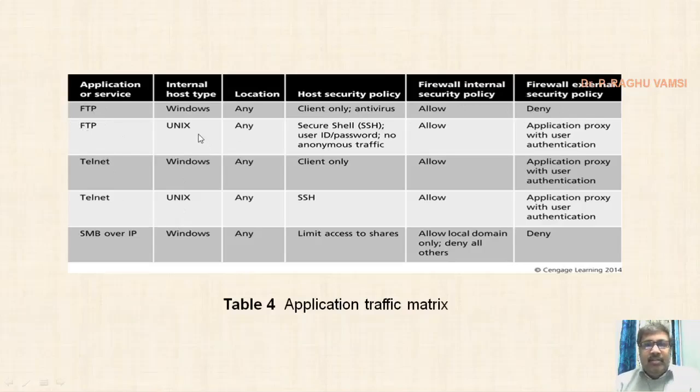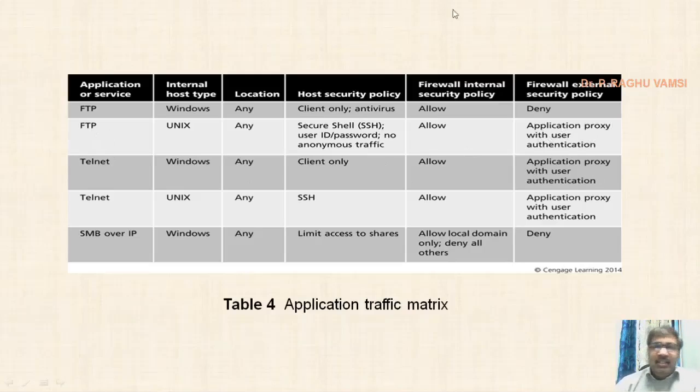Next, in case the internal host is Unix and location is any, the host security policy is via Secure Shell, SSH, with user ID and password; no anonymous traffic will be allowed. Here, the firewall internal policy allows you to access this FTP internally when using Unix or Windows. But the firewall external security policy is application proxy with user authentication. That means you use the SSH command from outside of the network and connect to the FTP server via the user ID and password provided.